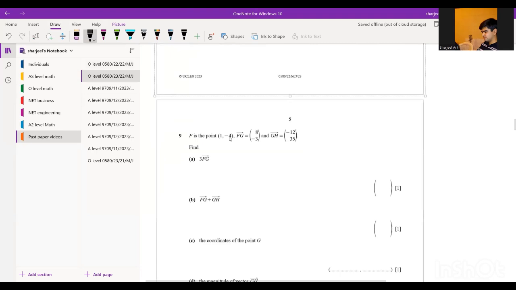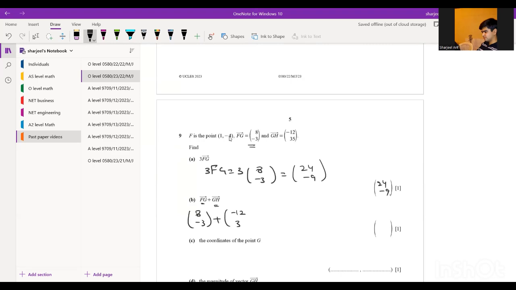we have to find 3fg. We have the value of fg. We multiplied by 3. This will become 24 and minus 9. That is our answer. Now we have to find fg plus gh. So 8 minus 3 plus minus 12 and 35. The column value will be added to the second column value, and the row value will be added to the second row value. First, this one is a column value, this one is a row value. So our answer will be minus 4 and 32. That is our answer.